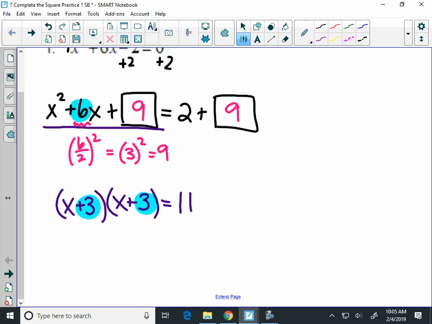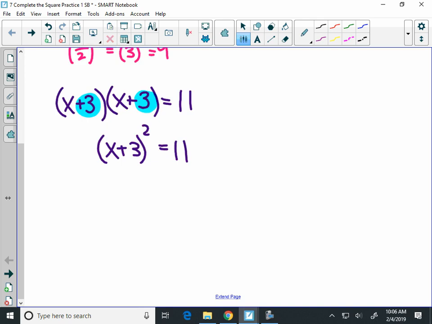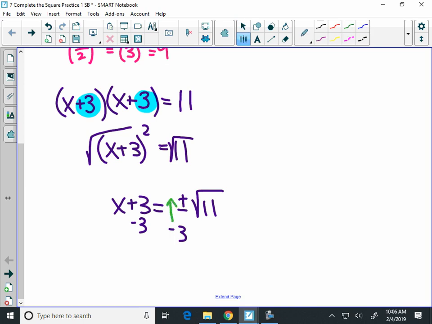Now remember, we know that since these are the same, we can rewrite the left-hand side as x plus 3 squared equals 11, and then all you have to do is solve for x. To solve for x, you take the square root of both sides. You get x plus 3 equals, now when I take a square root, I write plus or minus the square root of 11. 11 does not simplify, so you can leave it under the radical. And we subtract 3. When I subtract 3, it goes in front of the plus or minus. And your final answer here is going to be negative 3 plus or minus radical 11.